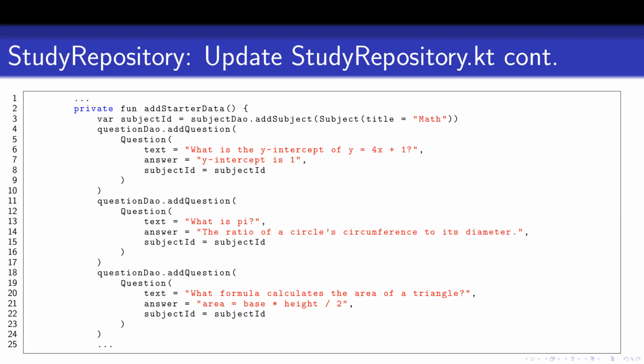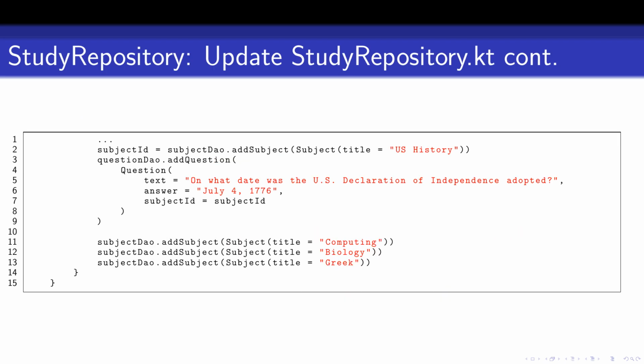We define the addStarterData function. This method populates the database with predefined content for subjects like math and US history. For each subject, we insert several related questions. For example, under math, we add questions about the y-intercept, pi, and triangle area formulas. Under US history, we include a question about the date of the Declaration of Independence.